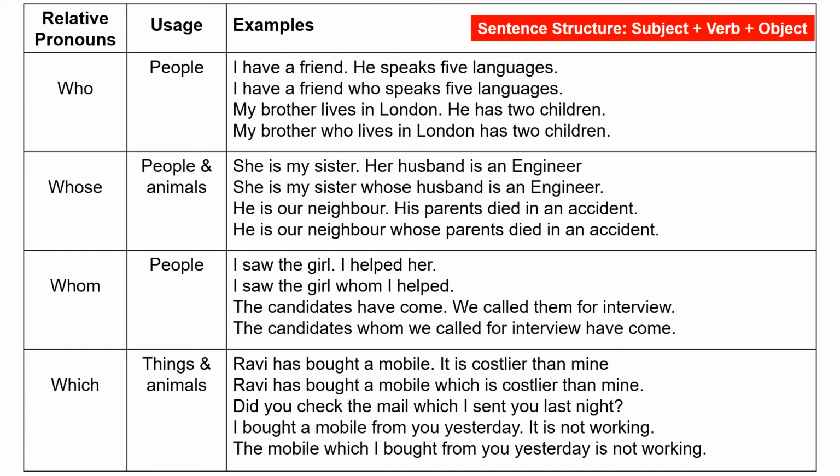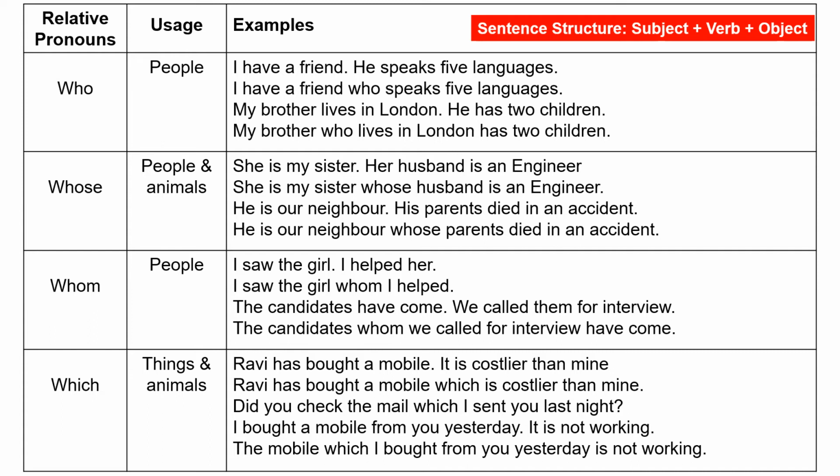See, I saw the girl, it is one sentence and the next sentence is I helped her. In this sentence, her is object. So, verb is helped, next to that her. Her is object. So, in the place of her, we use whom. So, we will remove her. So, the sentence will become I saw the girl whom I helped.